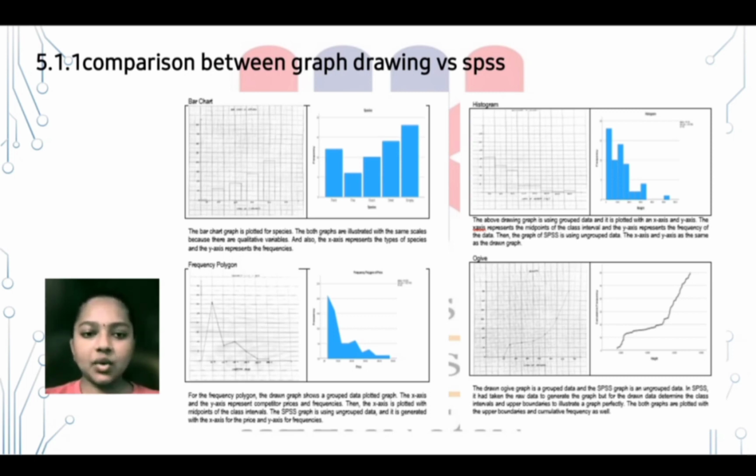And finally, we have the OGIVEs of height. The hand-drawn graph is also using grouped data and is plotted with an x-axis and y-axis. The x-axis represents the midpoint of the class interval and the y-axis represents the cumulative frequencies. The SPSS generated OGIVE follows the same format.